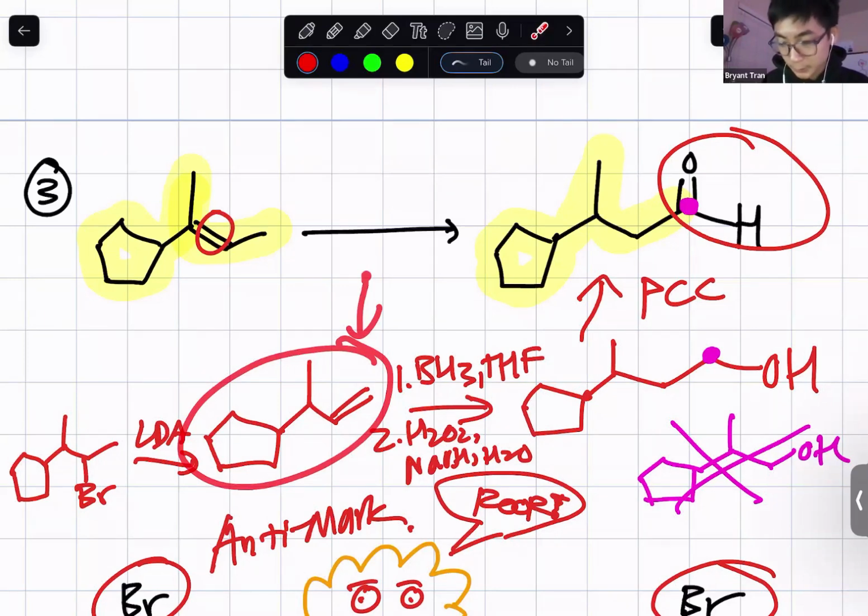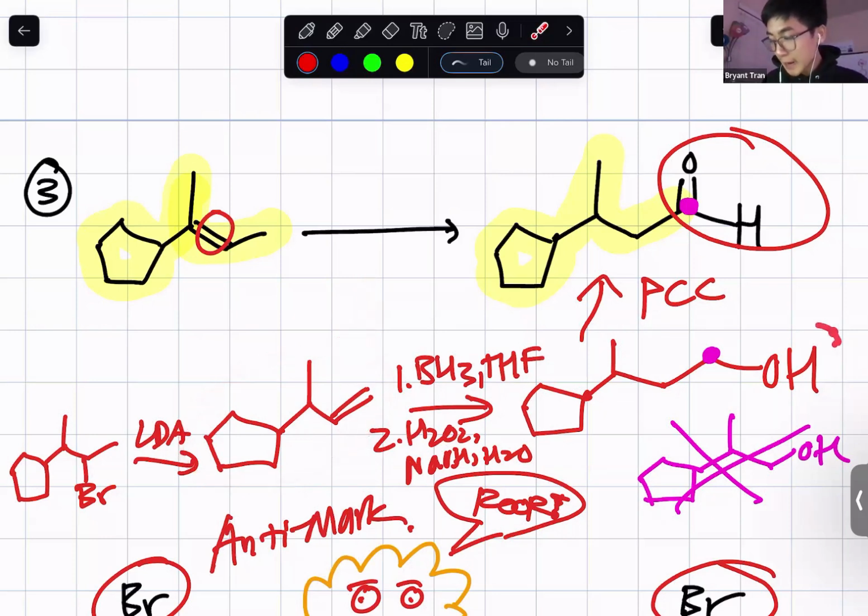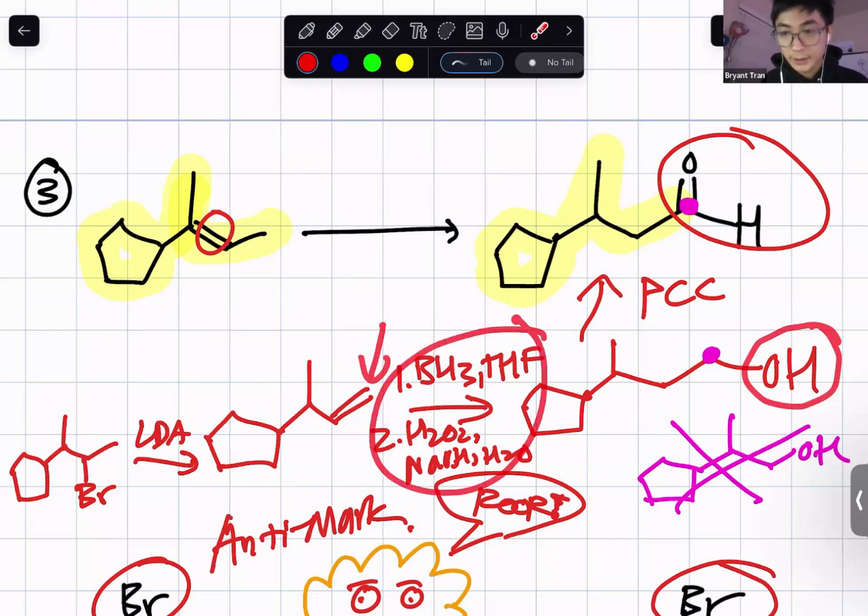So that's why we can't use a small strong base. But we added alcohol on the less substituted carbon, the anti-Markovnikov carbon, which would be hydroboration oxidation.